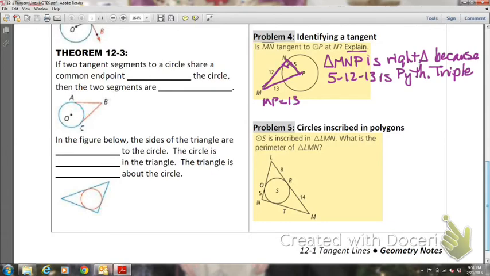Now, if you didn't remember your Pythagorean triples and didn't remember that was one, you would just have to use the Pythagorean theorem and plug in 13 for C and the 12 and the 5 for A and B, and just see if C squared is equal to A squared plus B squared. And if it is, you know it's a right triangle. So here we know that MN is tangent to circle P at point N by the second theorem in this lesson.